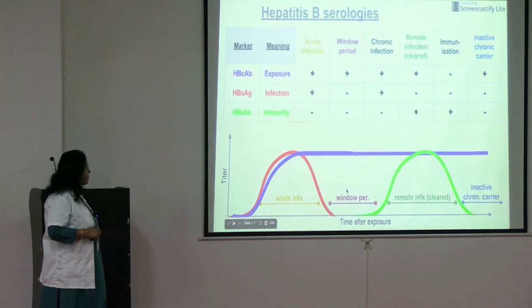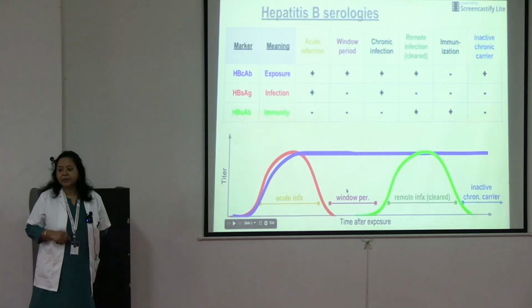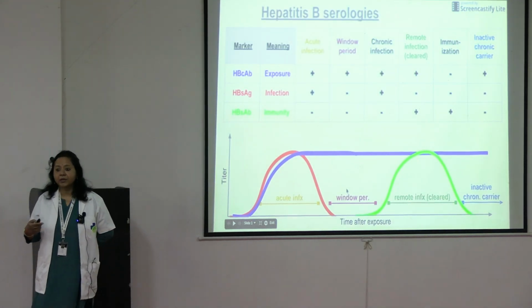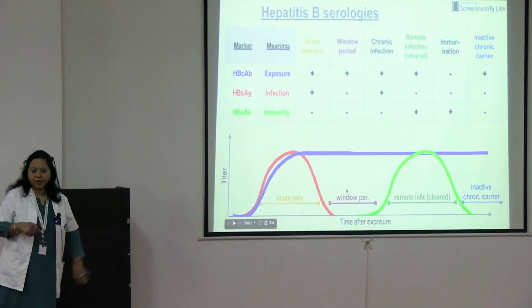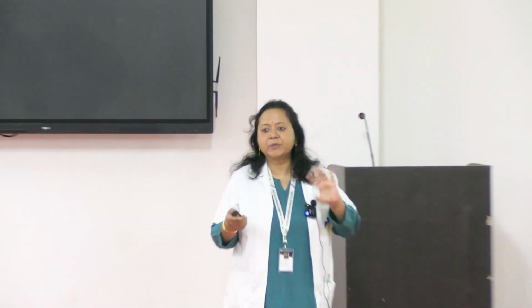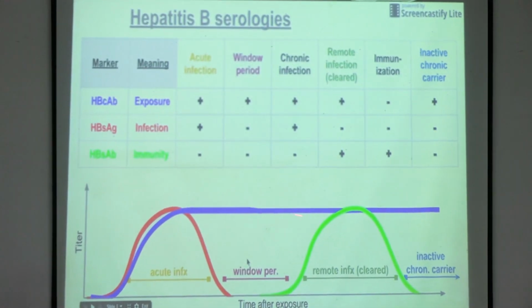HBcAb. What is HBc? Core antigen. What is Ab? Antibody. So they are talking about the antibody. It may either be anti-HBc or anti-HBcAb, the same. Okay, so this is the antibody, this is the antibody after exposure. So here you can see this is coming.